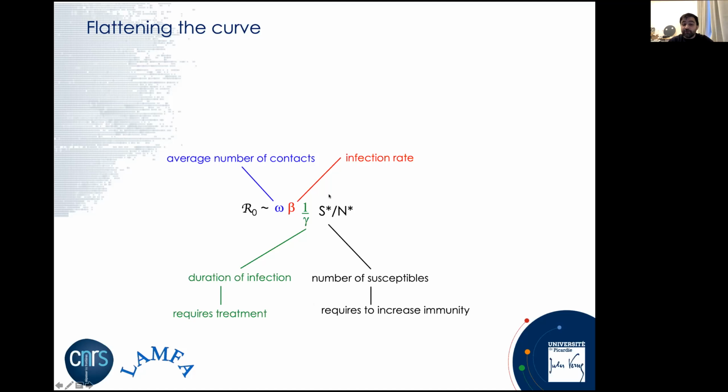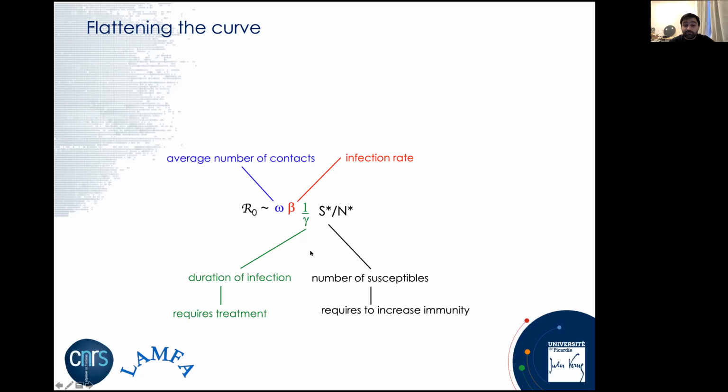If you want to reduce the number of susceptibles, you have to increase the immunity. To increase the immunity, you have two choices. You can let the virus spread in the population, so you reduce the susceptibles, or you need vaccination. Again today some companies have announced that they have found one, but in March we had nothing.